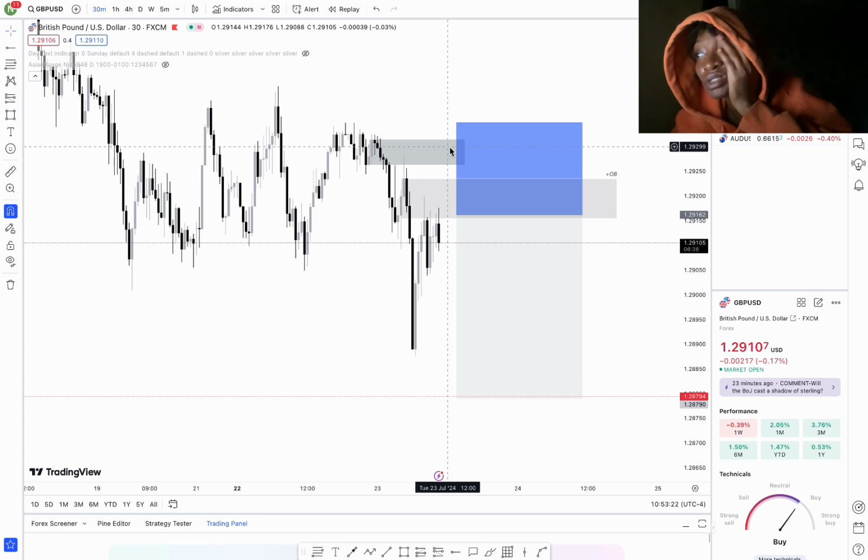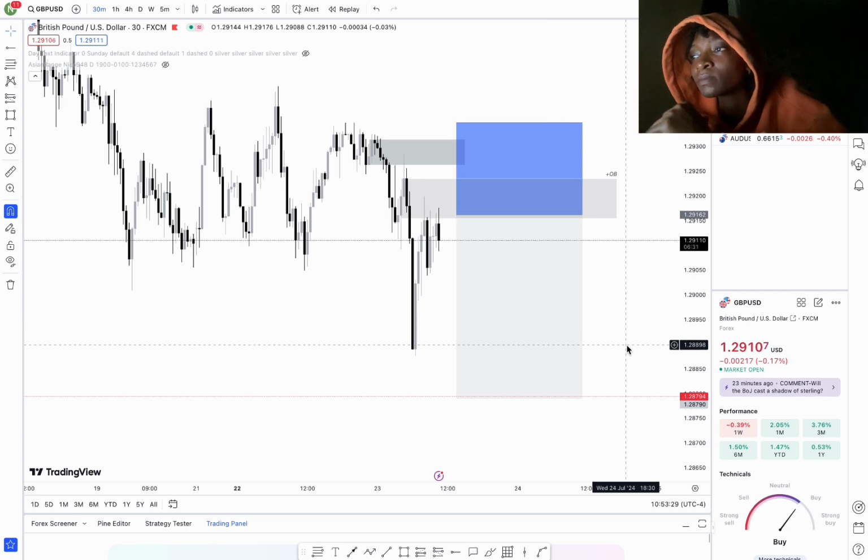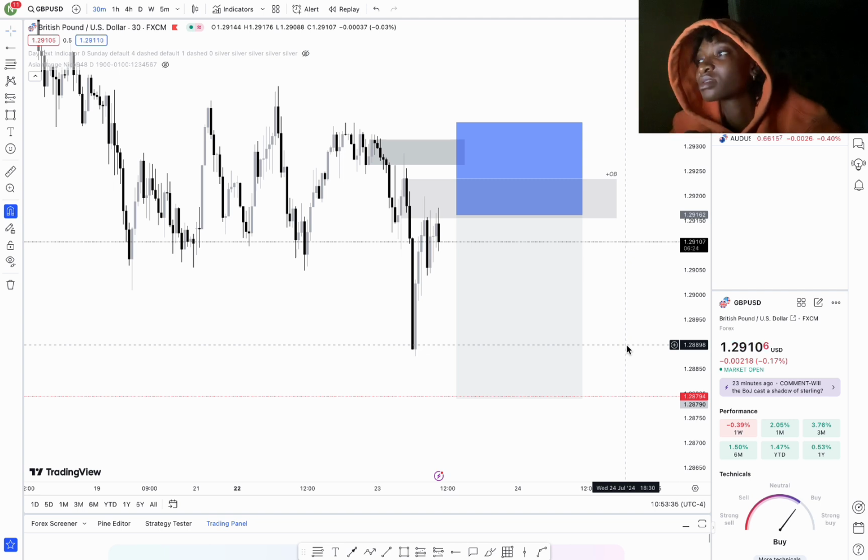So that's one thing I really appreciate about ICT concepts. If you enter a trade, you say, okay, let's see how price is reacting from this fair value gap. If it doesn't respect it, then this will happen. All those things, and this sense of allowing the trade to just play out.